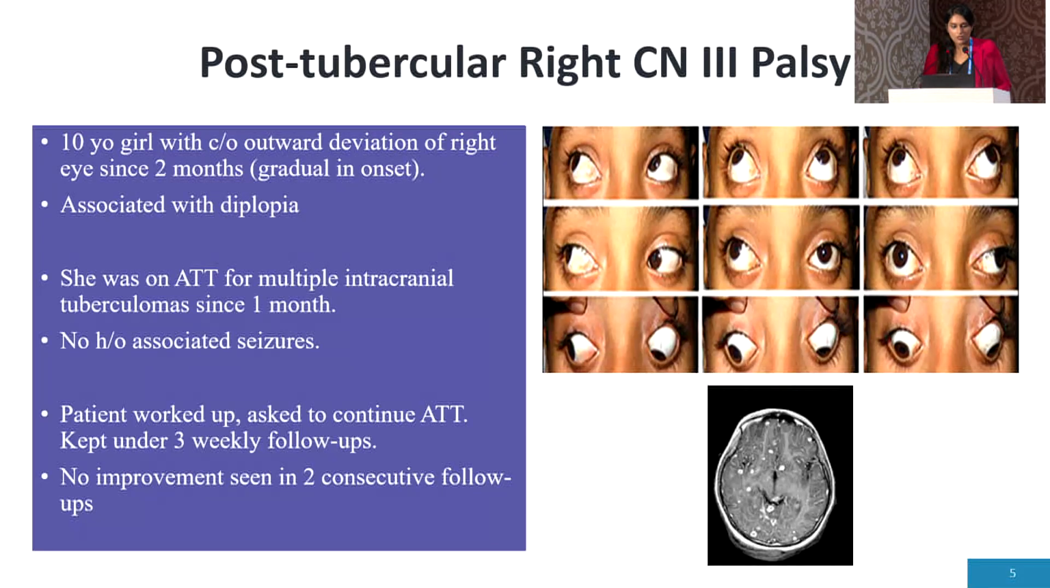A 10-year-old girl presented with a complaint of outward deviation of the right eye since 2 months. It was gradual in onset, associated with diplopia. She was already on ATT for multiple intracranial tuberculomas since 1 month from the pulmonary department, with no associated history of seizures.